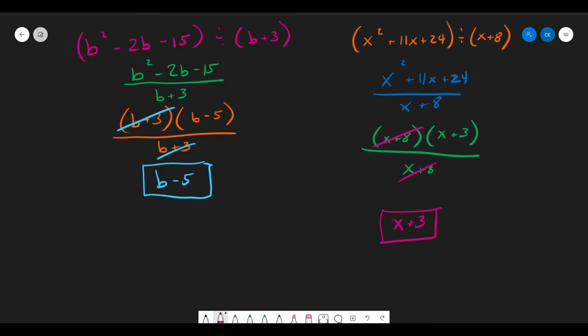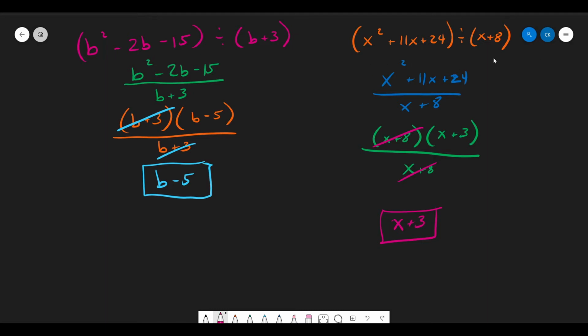Okay, so hopefully these are the answers that we got here. For the first one, again, we rewrite it as a fraction. Then we realize that the denominator is not a monomial, so we have to factor the top. Two numbers that multiply to get negative 15 and add to get negative 2 are positive 3 and negative 5. Positive 3 times negative 5 is negative 15. Positive 3 plus negative 5 is negative 2. Now we see that we have a b plus 3 on top and on bottom, so those will get canceled out. Once they get canceled out, the only thing I'm left with is a b minus 5 on top, so that would be my answer.